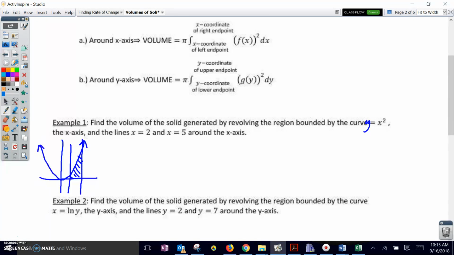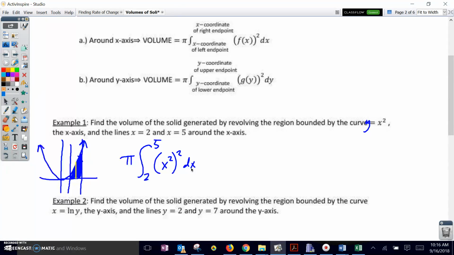We're going to revolve it around the x-axis, so it's going to be a disc-shaped solid. So we're going to find the volume by taking pi times the integral from the left-hand side of the region to the right-hand side, since we're revolving around the x-axis. So we've got the integral from 2 to 5, and my radius is the distance between this curve and the x-axis, which is the equation of the curve. So we're going to take that and we're going to square it. And that's going to be the integral that we use to find the volume of this solid.